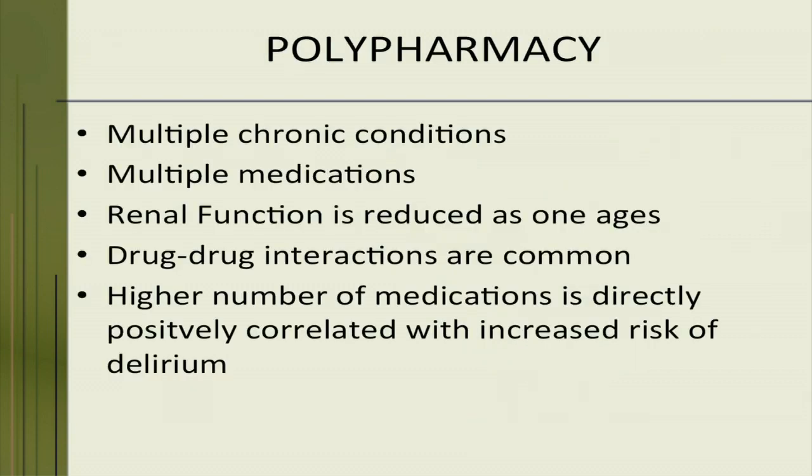Polypharmacy in older adults is a problem. Many of the older adults have multiple chronic conditions that require multiple medications. But we also know that renal function is reduced as one ages. Drug-drug interactions are common, and a higher number of medications is directly, positively correlated with an increased risk of delirium.